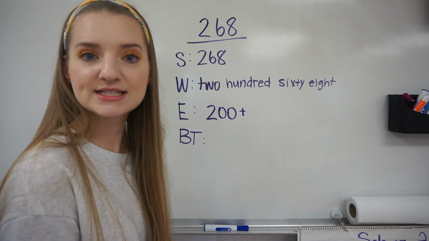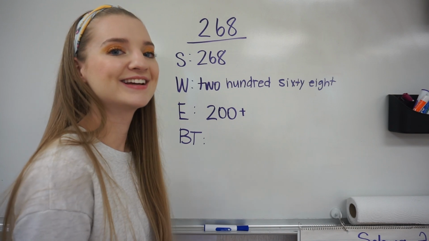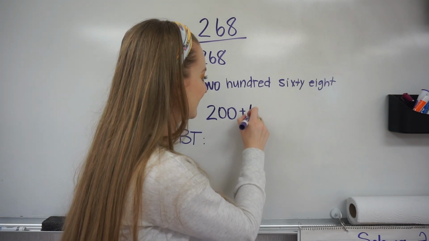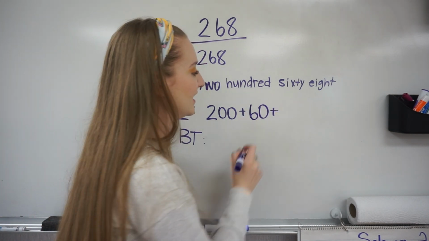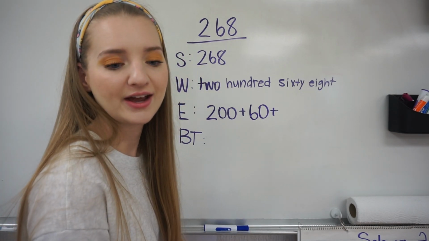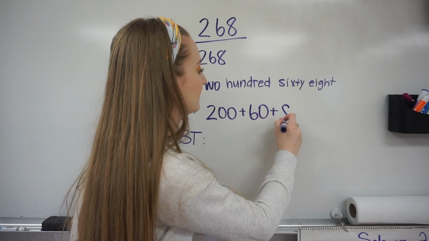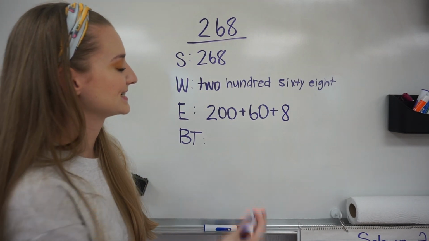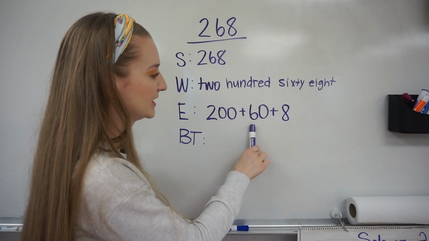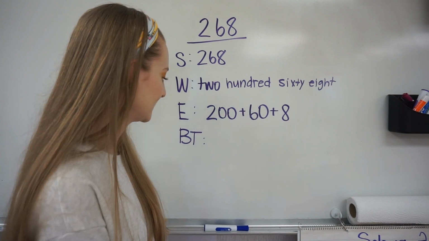What about our tens place? Look at you guys. Okay. 60. And then the ones place, do we need to do anything? No. 268 is equal to 200 plus 60 plus 8.